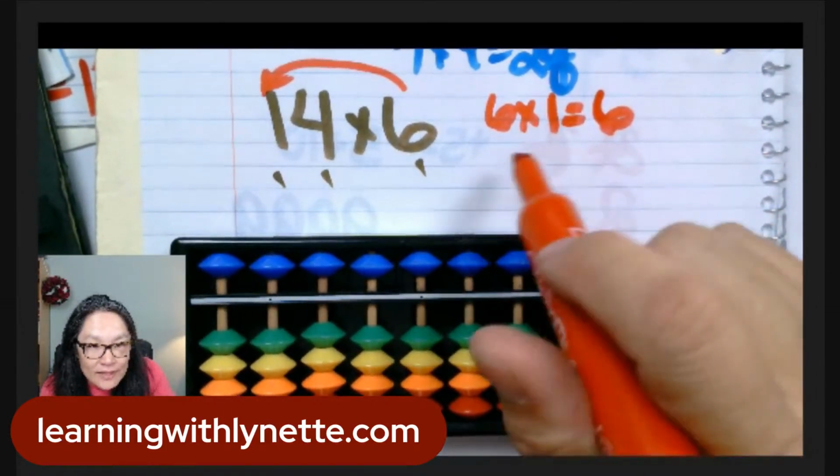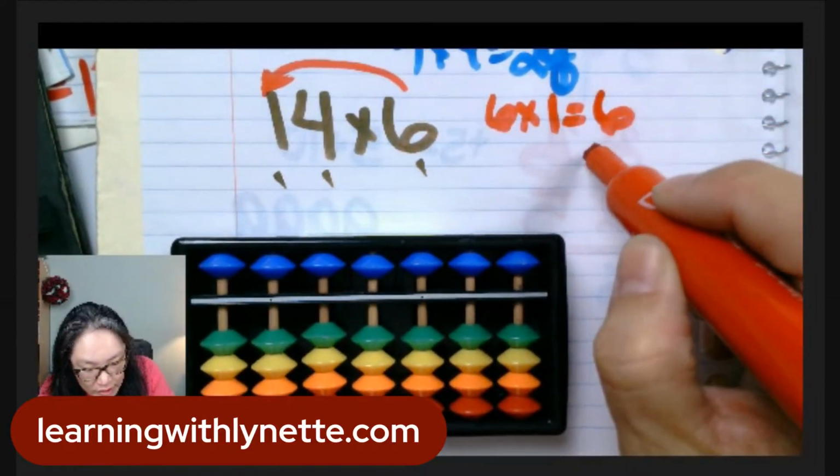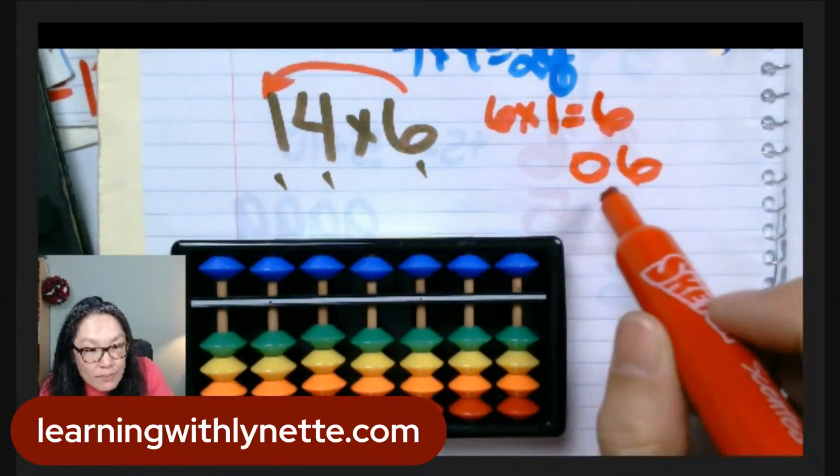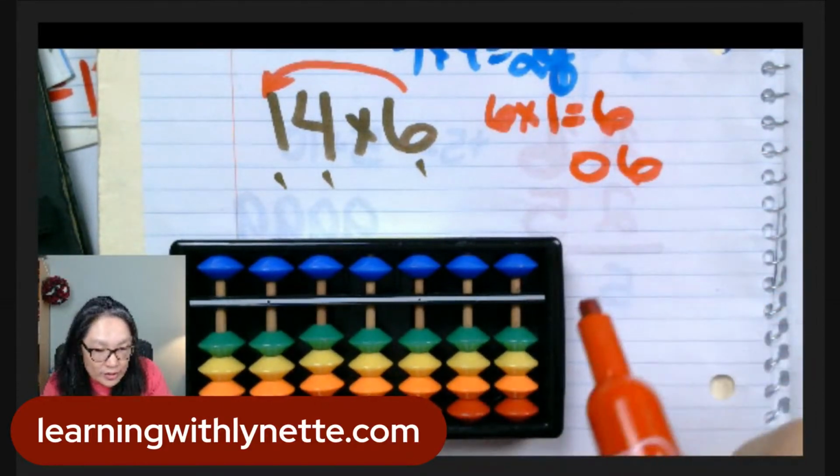Eve, does this make sense? Oh, sorry. So what we're going to do is make it look like this. We're going to make it a two digit.